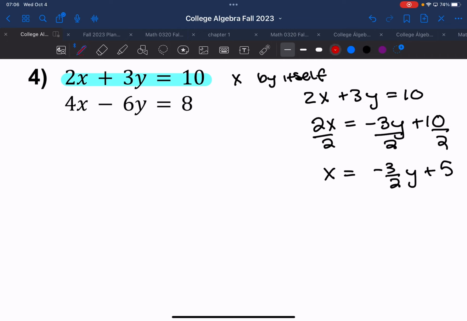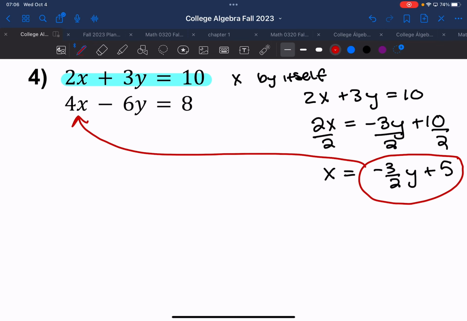Okay. So that means I'm going to take that negative 3/2 y plus 5 and plug it in where? In the bottom equation, and for which variable? X, because I got x equals. Okay, so that means I have 4 times that negative 3/2 y plus 5 minus 6y equals 8. So now I plugged in the equation that I found for x into the x variable of the second equation. So now I have an equation entirely of just y.